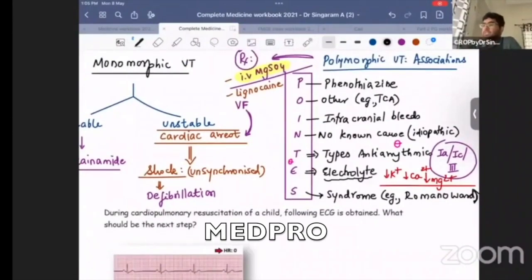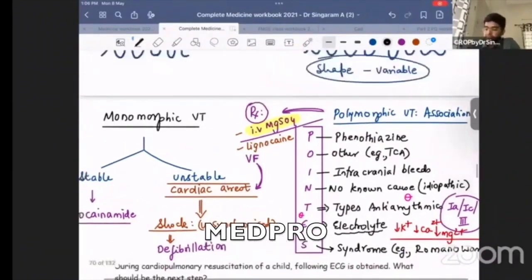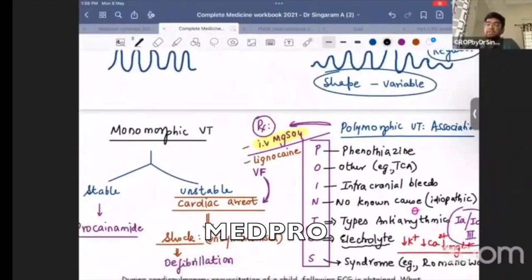Okay, polymorphic VT. These are all the associations. The treatment for polymorphic VT is magnesium sulfate administration. And if it is not responding to that, you can go for lignocaine. But the usual drug of choice will be only magnesium sulfate. Clear? Hypoglycemia, no. It is not hypoglycemia, but the other electrolyte abnormalities. Okay, fine. Is it clear, everybody? Able to follow this? Okay, so that's about the discussion of ventricular tachyarrhythmias.